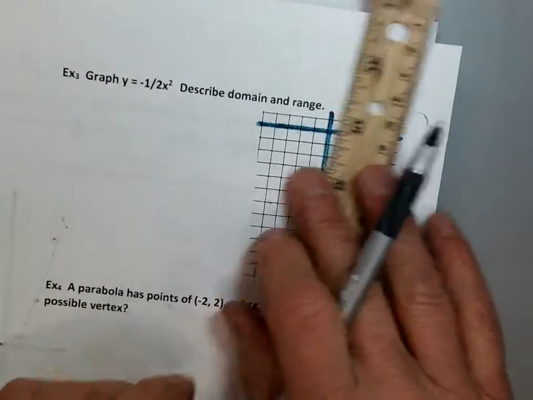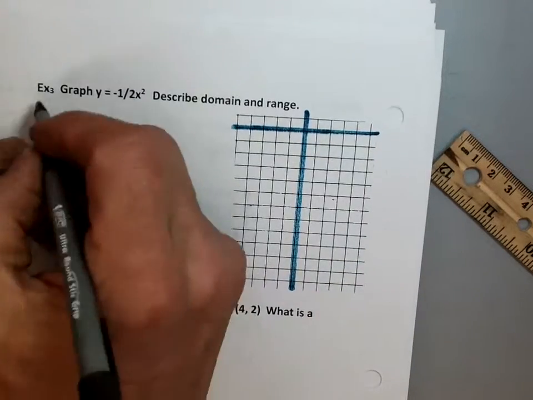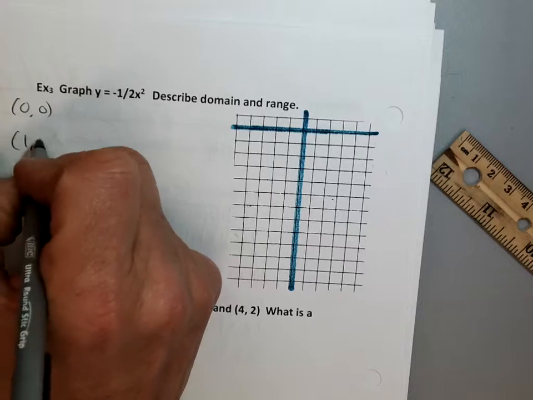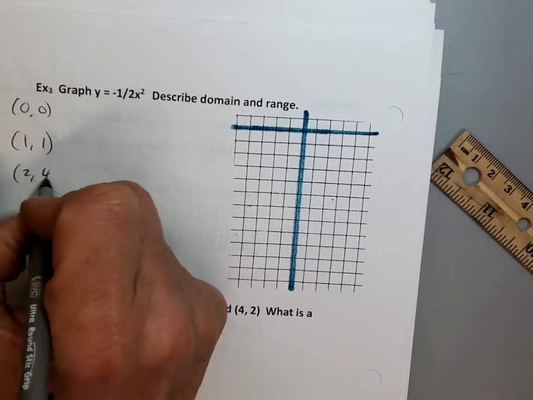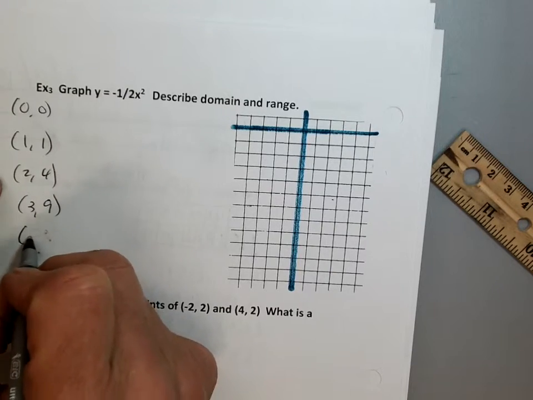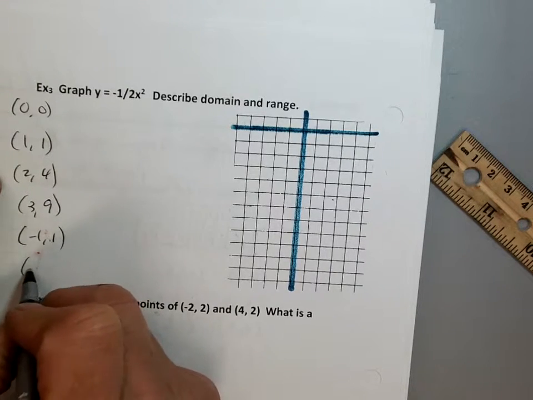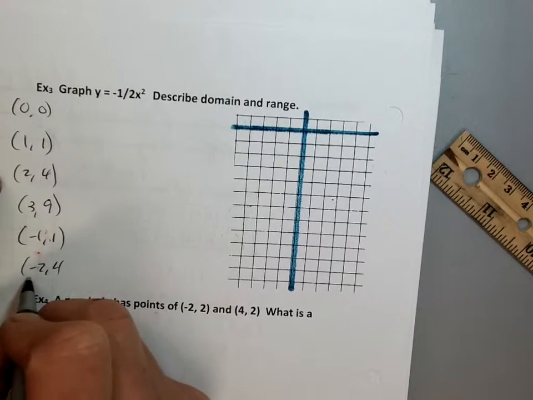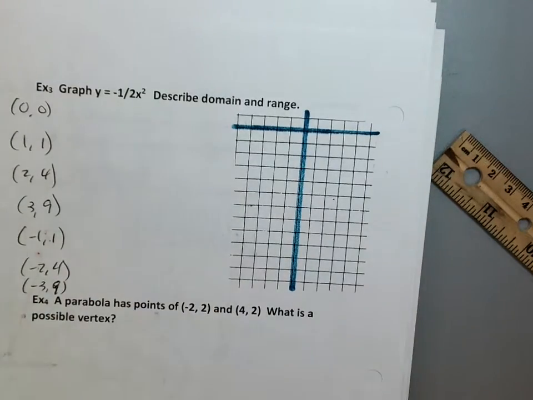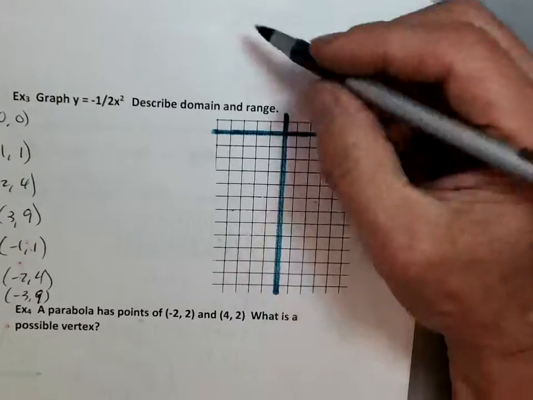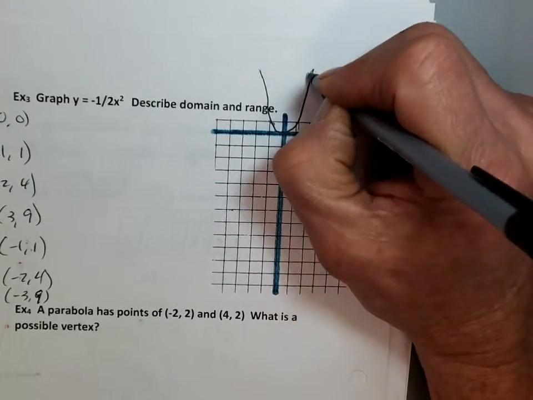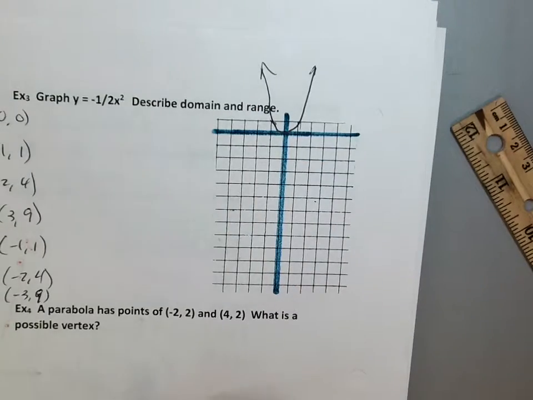So here were my points. My original points were 0, 0, 1, 1, 2, 4, 3, 9, right? And then I also had a negative 1, 1, and a negative 2, 4, and a negative 3, 9, right? You guys with me? And that would be my original, and that's my parabola that looks like this. Okay, here's my parent function up here. Wouldn't it just be wider? Okay, yes, you're way ahead of me.